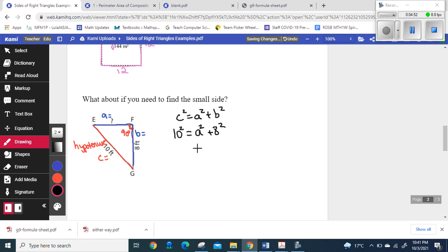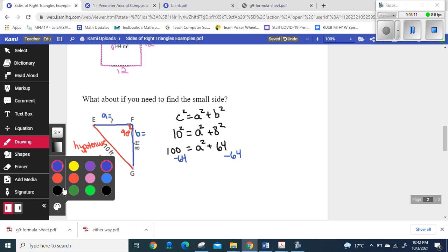So let's follow our order of operations here. Let's square our numbers. 10 squared is 100, equals A squared plus 8 squared, which is 64. To get the 64 to the other side, we're going to do the opposite, so we're going to subtract 64 from both sides. 100 minus 64 is 36. And then to get rid of the square, we need to square root it.